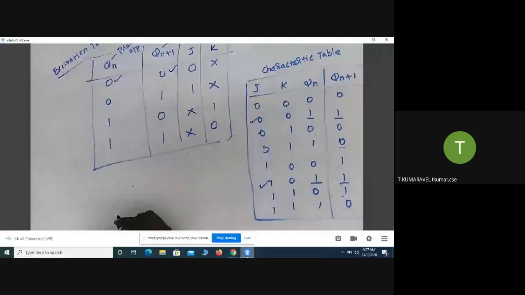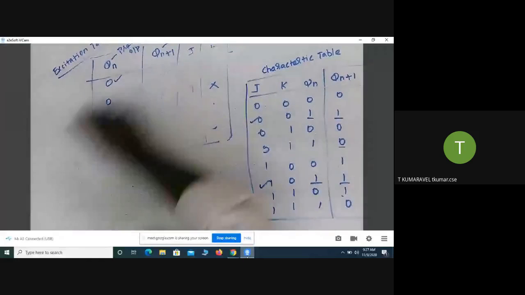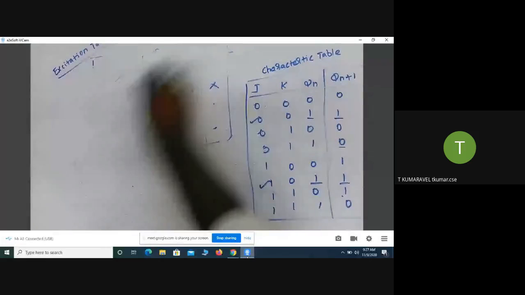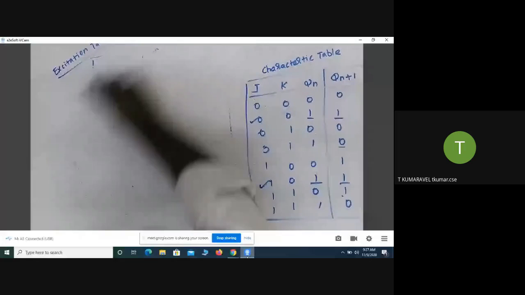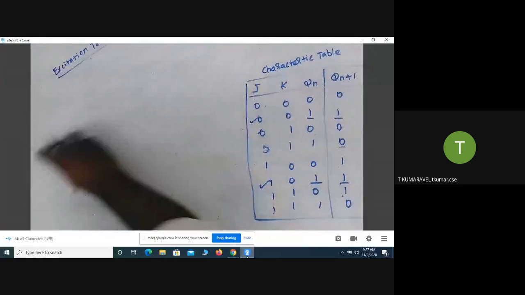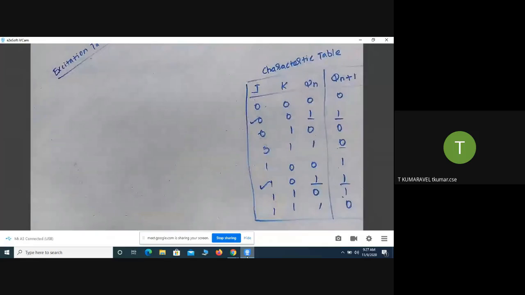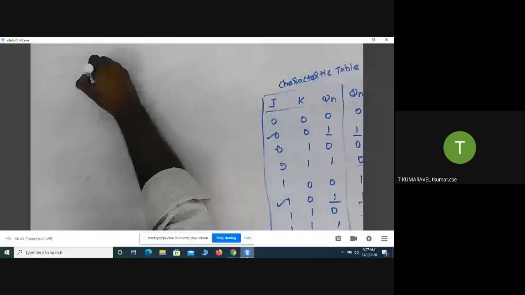Okay. Next concept is called a state diagram. The next topic is called a state diagram.